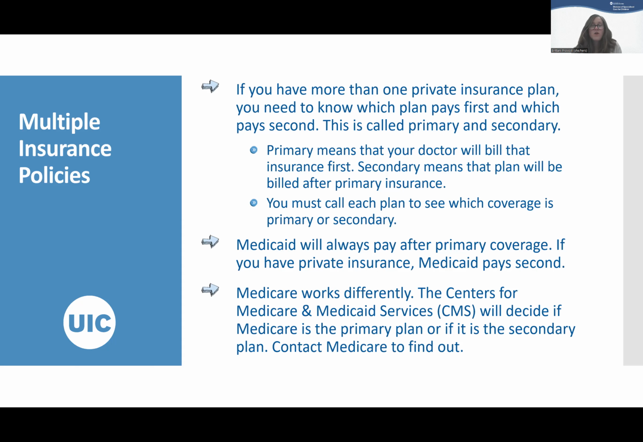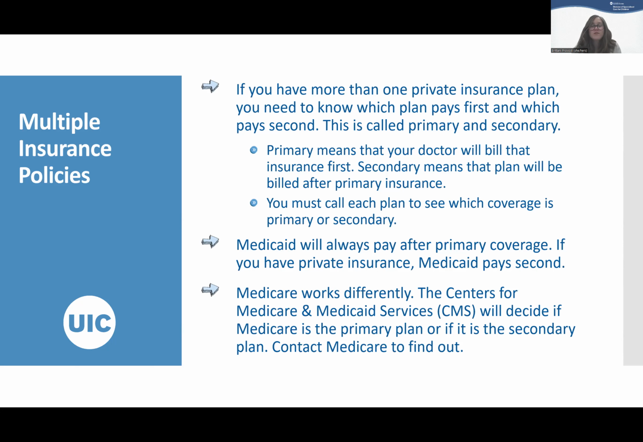You oftentimes have to call when you have two private insurance plans. You often have to call the private insurance companies to figure out which one's going to be primary or secondary. There are some rules that they use to decide who's primary and secondary, so they can talk you through which plan is going to be first and which is going to be second. So you'll know that when you're using your coverage.